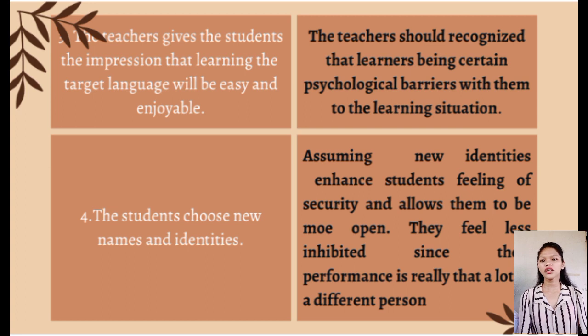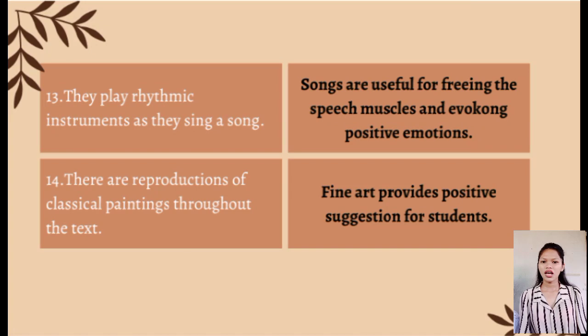Fifth, the students choose new names and identities. Assuming a new identity enhances students' feeling of security and allows them to be more open. They feel less exposed since their performance is really that of a different person. Seventh, they play rhythmic instruments as they sing a song. Songs are useful for freeing the speech.